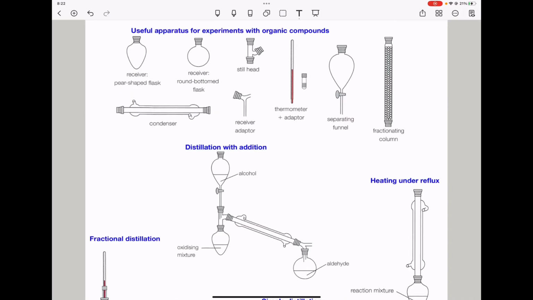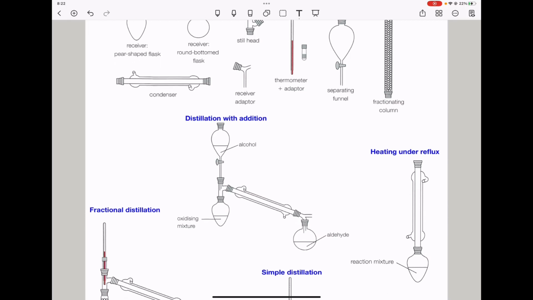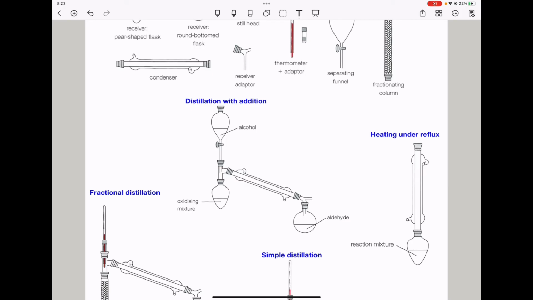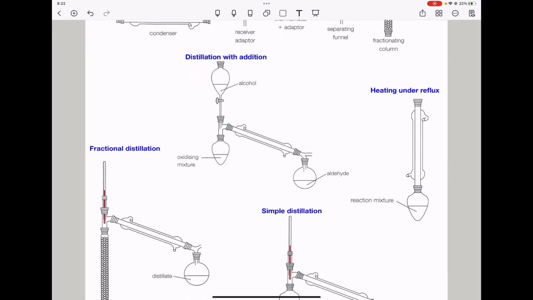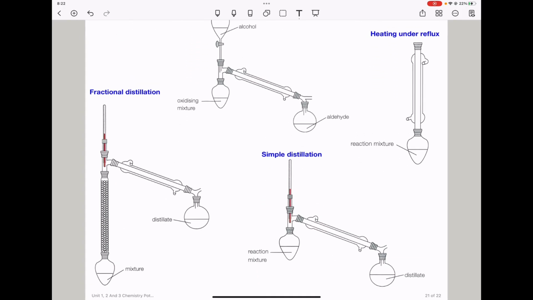Moving on to the last part here, I just put some experimental things that you can look at, and these are extracted from your textbook. I just put them here so that you can remember how to draw them. Common lab apparatus used in organic compounds. We have distillation with addition. We have heating under reflux. We have fractional distillation, as well as simple distillation.